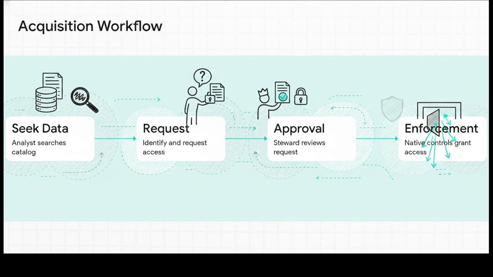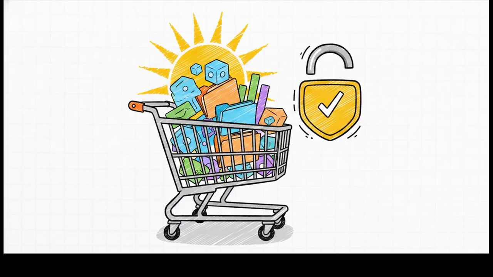Step 3, they identify exactly what they need and hit request access. Step 4, a designated data steward gets that request, reviews it, and approves it. And Step 5, native warehouse controls seamlessly grant that access. The governance isn't invisible, but it is incredibly frictionless. Ultimately, what that workflow creates is what we call safe data enablement.